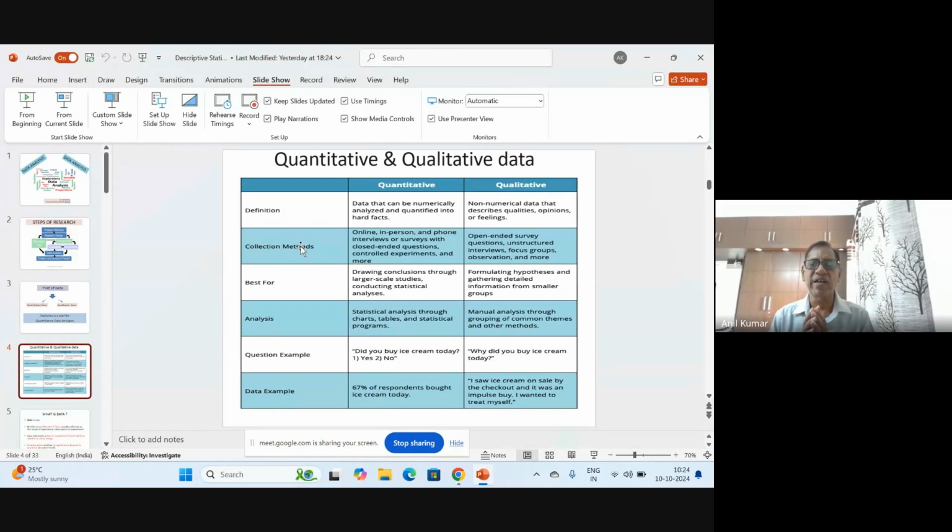So to get quantitative or qualitative data, we have to use appropriate data collection methods, techniques, or tools. We can't say that one is better than the other, quantitative is good and qualitative is good, but definitely we can say that quantitative data is best for drawing conclusions through large-scale studies and conducting statistical analysis, and we all know that statistical analysis gives us more accurate results. But one flaw is that whatever quantitative data we have, we are quantifying from our side.